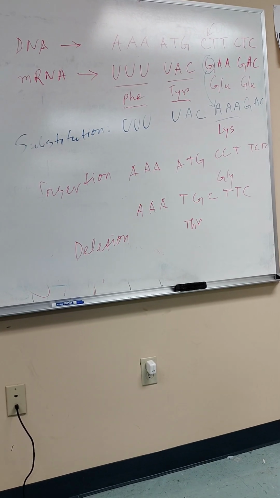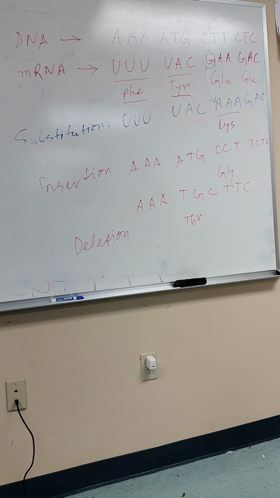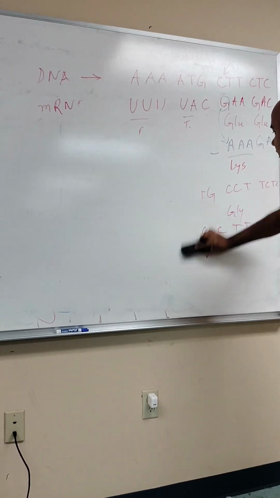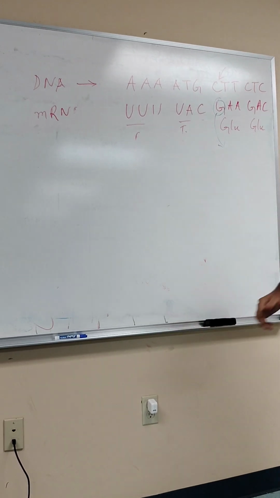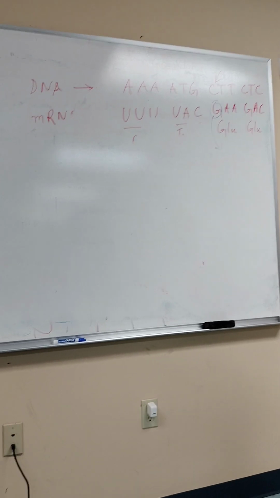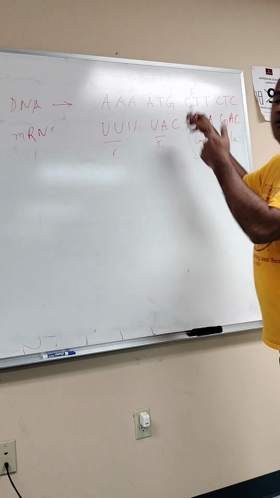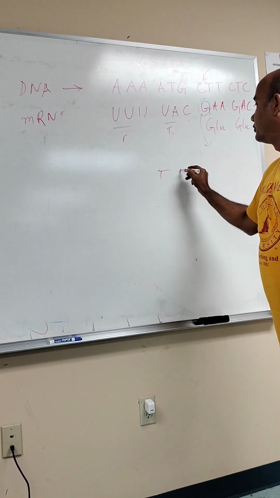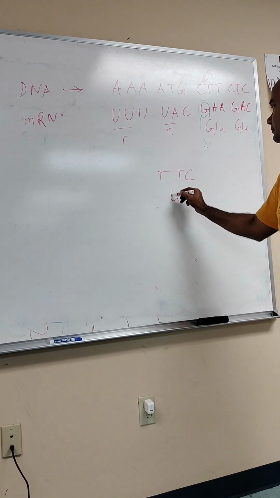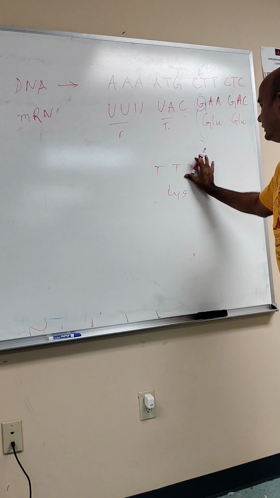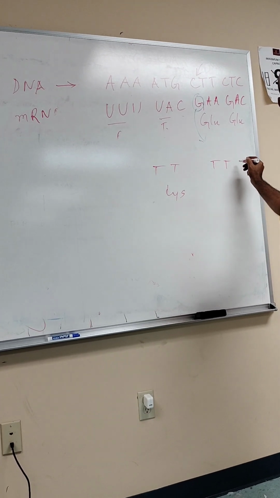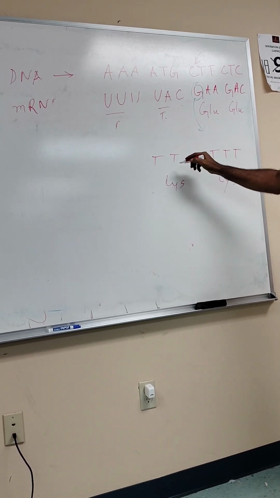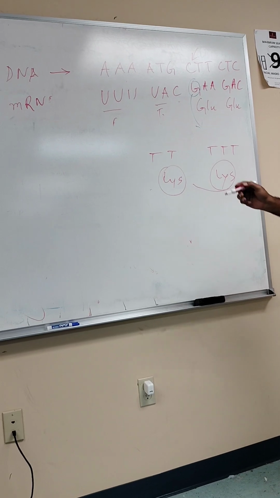Another type of mutation I want to discuss is silent mutation. After deletion, substitution, or any kind of change, a silent mutation is a point mutation wherein the changed codon does not affect the protein product. This is called silent mutation. Suppose TTC is a lysine, and if we change the C to T, this is also lysine. If after the change the protein is not changed, it is called silent mutation.